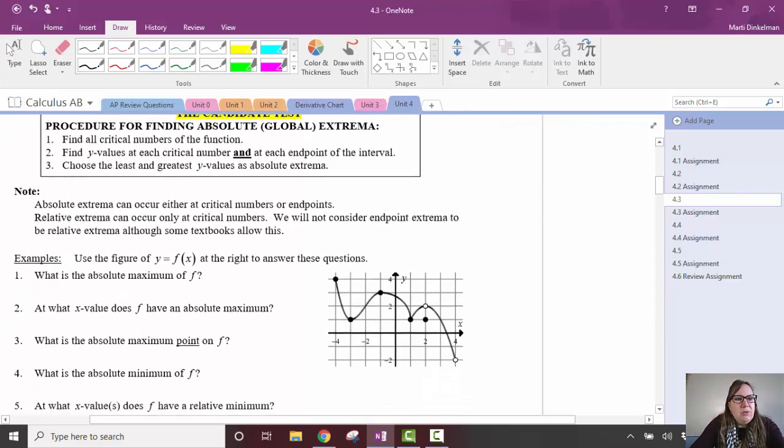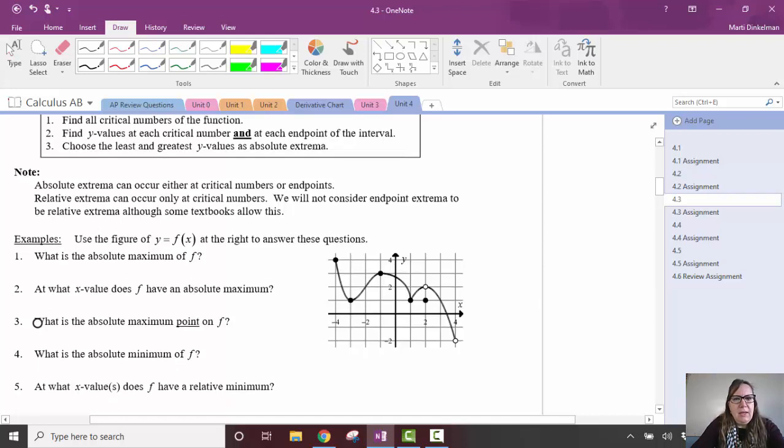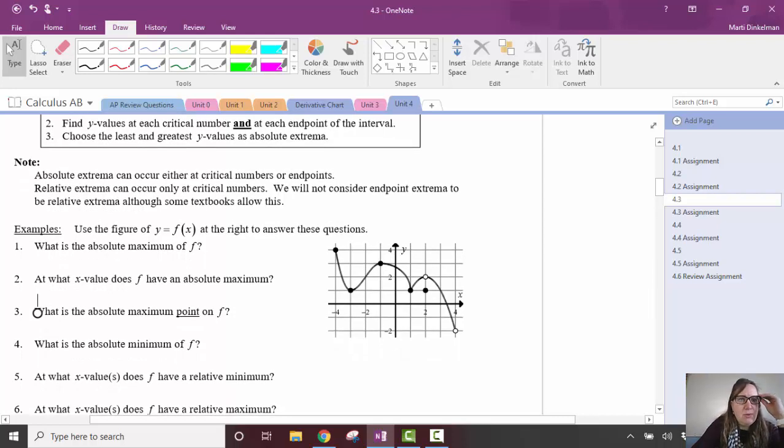Okay, so a couple notes here. Again, the absolute extrema can either occur at the critical numbers or endpoints. This is why we have to check both. And then it says we will not consider endpoint extrema to be relative, although some textbooks allow. So we'll talk about just local mins and maxes being at the hills and valleys, but not at the endpoints. But again, some textbooks do. And AP exam graders know that, so they tend to not ask us that question just in case.